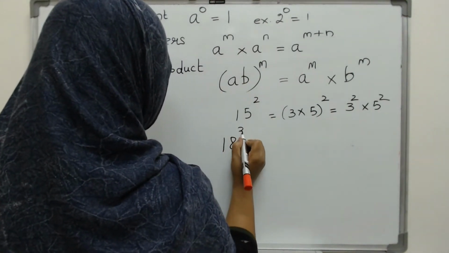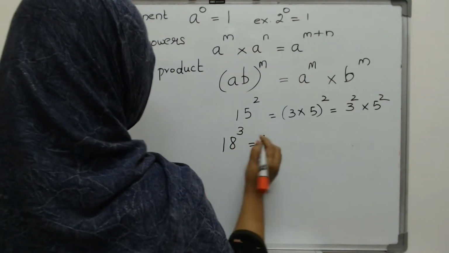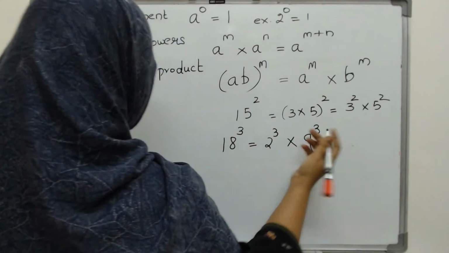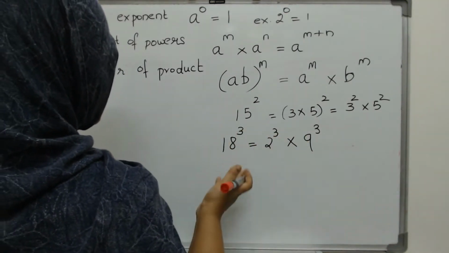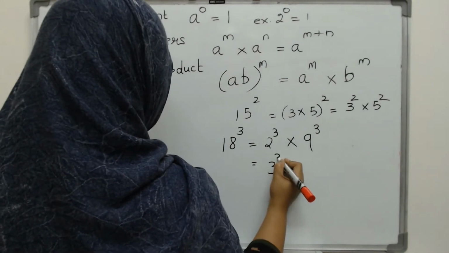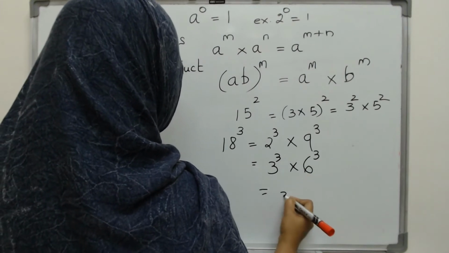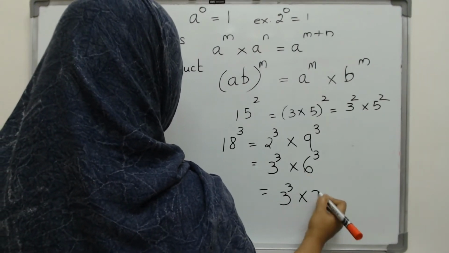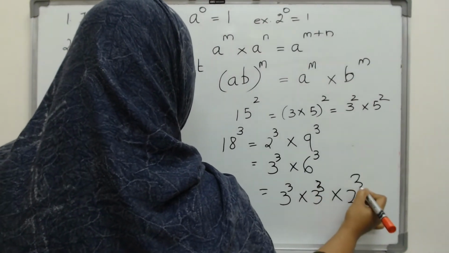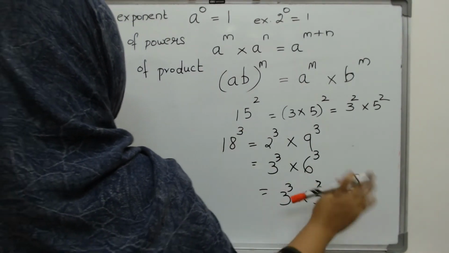Similarly, say 18 cube. What is 18? 18 is 2 into 9. So 18 cube is the same as 2 cube into 9 cube. Also 18 is what? It is 3 into 6. So you can also write 18 cube as 3 cube into 6 cube. And you can also write it as 3 cube into 3 cube into 2 cube. Why is that? Because 18 is 3 into 3 into 2. So you can write it in any of these ways.